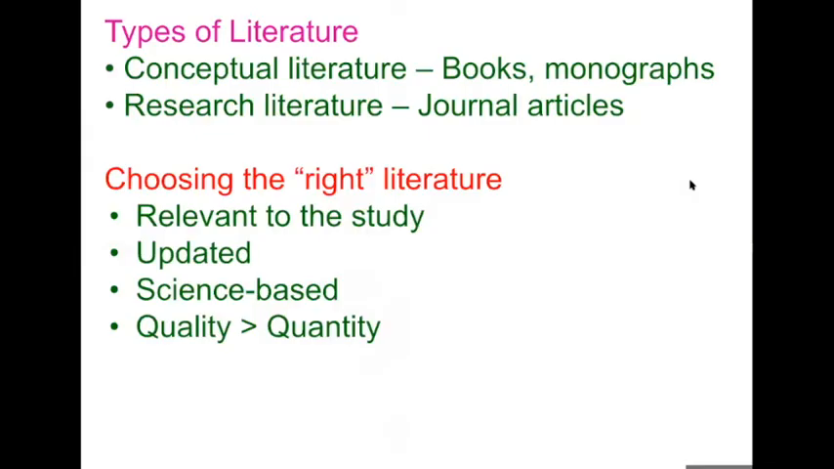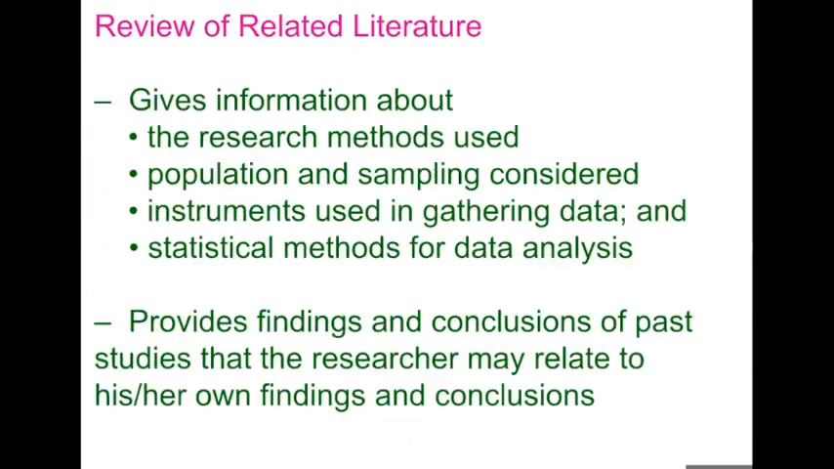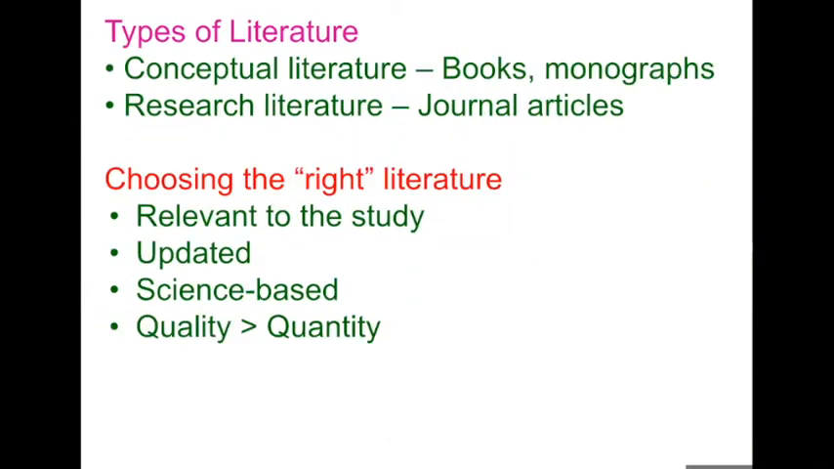Oops, sorry. Okay, now, types of literature. Conceptual literature versus research literature. So conceptual, these are books, these are monographs. Research-based literature are journal articles.